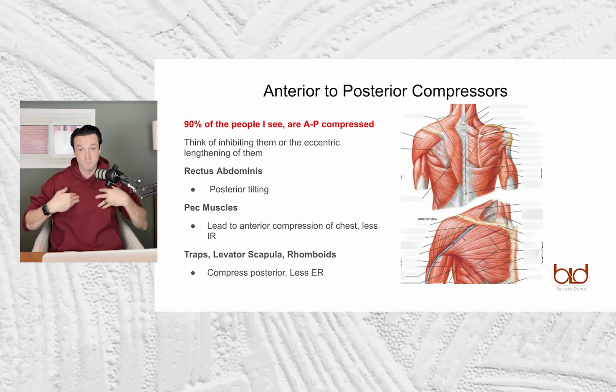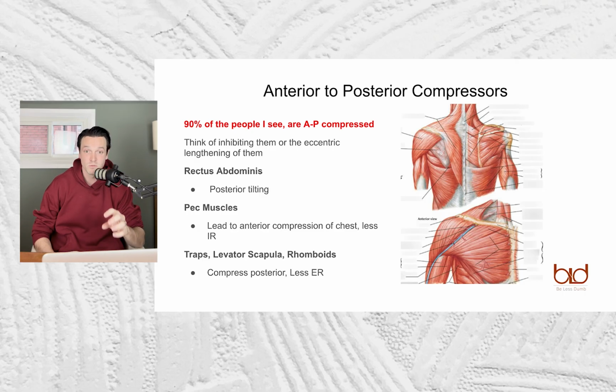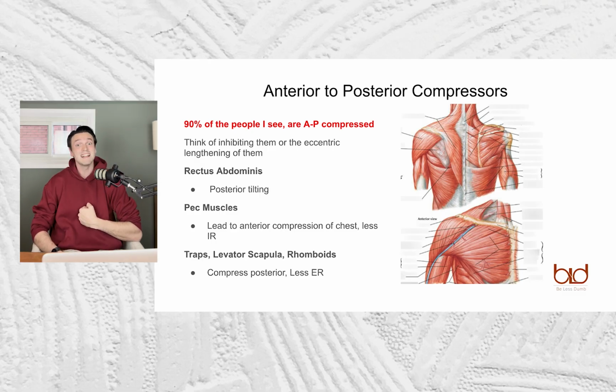So think back to maybe your pecs, okay? When we are someone who's extremely anterior to posteriorly compressed, we want to think of inhibiting the muscles that are compressed, that are at that superficial tension, or eccentrically lengthening them. So up first, we have that rectus abdominis that we've talked about. That's a real anterior to posterior compressor. So this muscle here pulls us down, gives us all of that posterior tilting. When we get that posterior tilting, we lose a lot of range of motion in places.